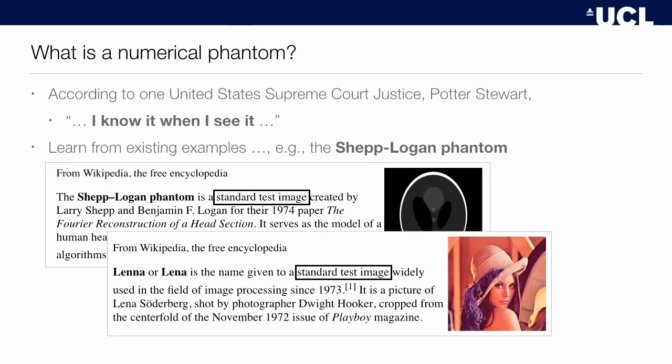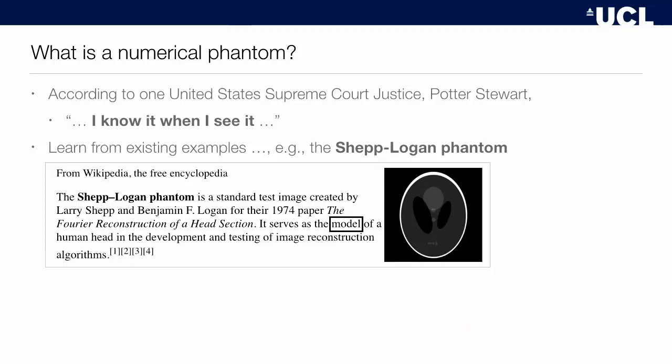If you look for standard test image, it has an entry with an example, which turns out to be Lena. For people who do image processing, you must have seen that before. I would argue that's not the kind of numerical phantom we're interested in. So we should read on in the definition of the Shepp-Logan phantom. The keyword, I think, is model. It serves as a model of a human head in the development and testing of image reconstruction. I think the keyword model is important.